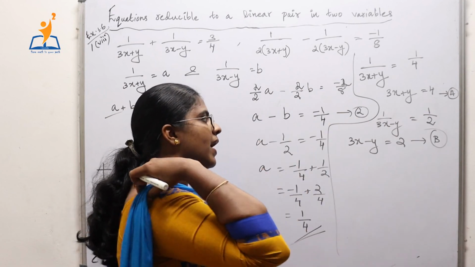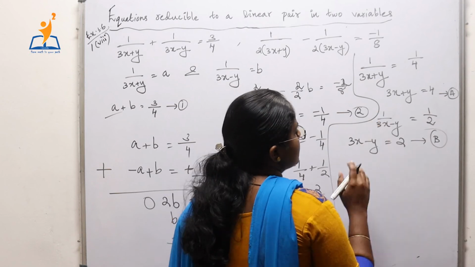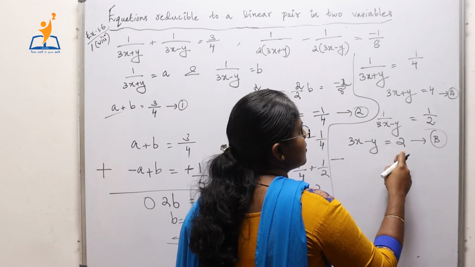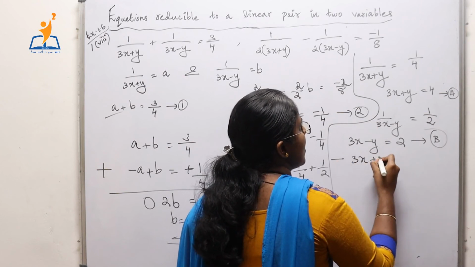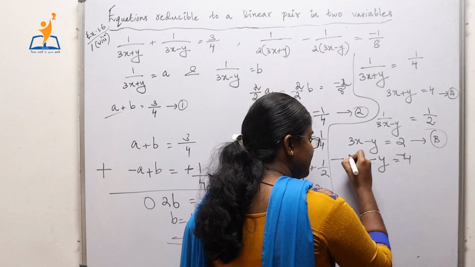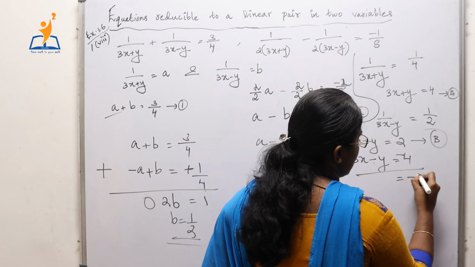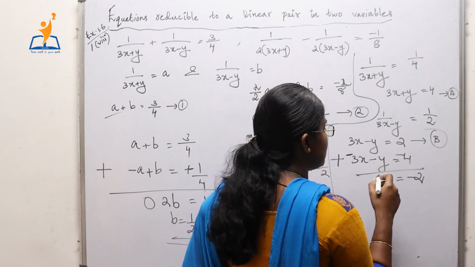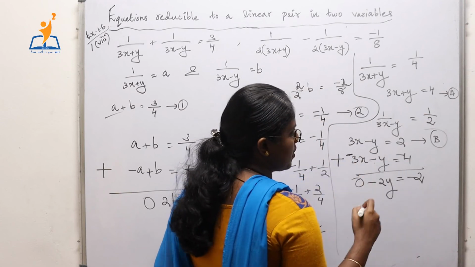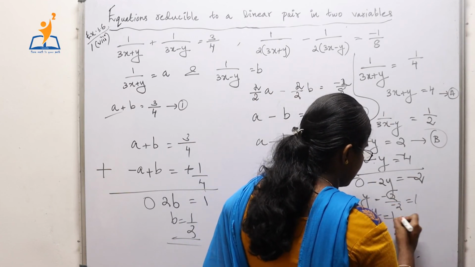So this is again a pair of linear equations in two variables. In order to find x and y, we are going to solve this using the elimination method. For that, we are going to subtract these two equations. So 3x − y = 2 minus 3x + y = 4. In order to subtract, we are going to change the signs and then add these equations. So 2 plus −4 is −2. Minus y plus minus y is −2y. 3x minus 3x is 0. So y = −2/−2, that is 1. So we got y = 1.